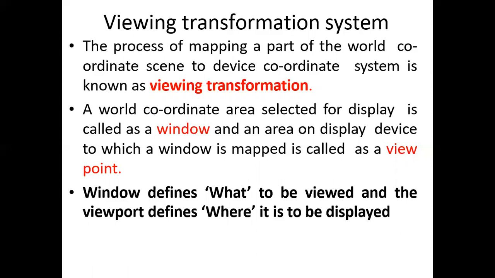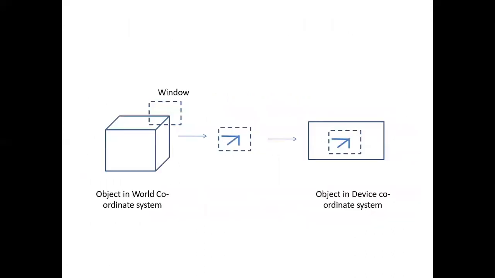In short, window defines what is to be viewed and viewport defines where it is to be displayed. So in the window, we select what picture we want to display on the display screen, and in the viewport, we tell where on the screen, which part of the screen, that particular picture has to be displayed. So window defines what is to be displayed and viewport defines where it has to be displayed. This is with respect to viewing transformation.